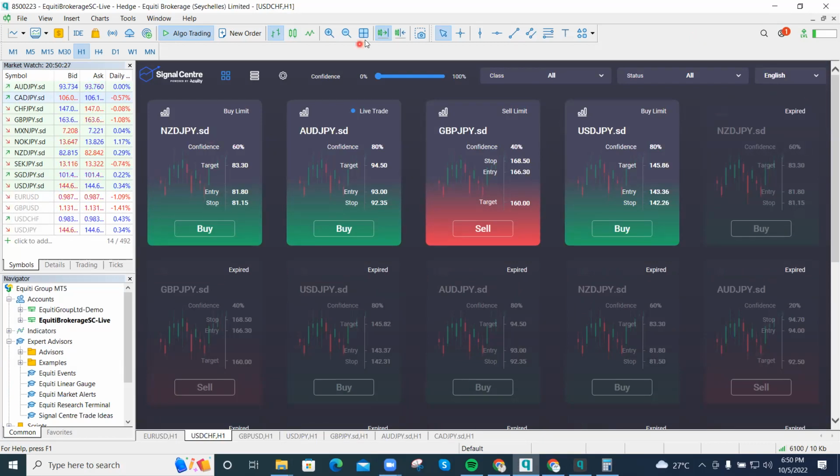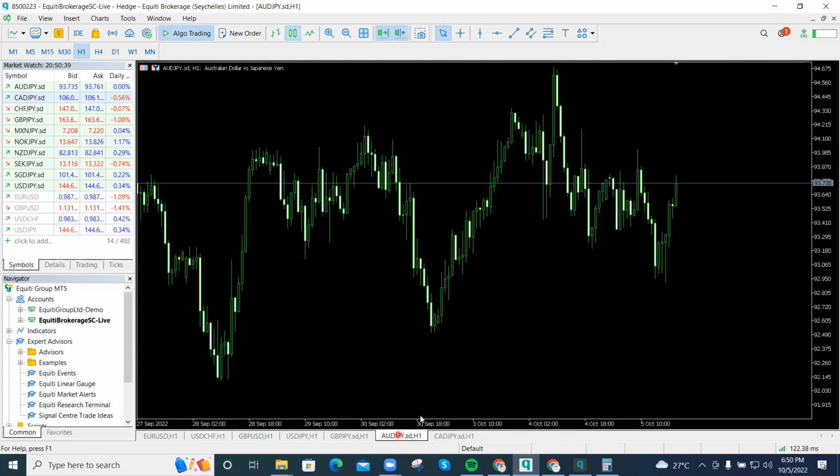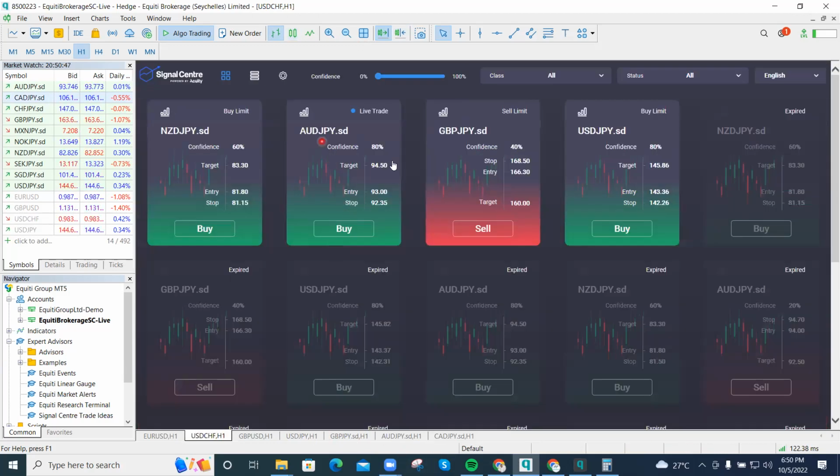So for AUD JPY, this is already a running trade, right? So I'm going to use this running trade to explain a whole lot to us. So let's open the chart of AUD JPY. Yes, this is a chart of AUD JPY. And of course, we are asked to buy AUD JPY.